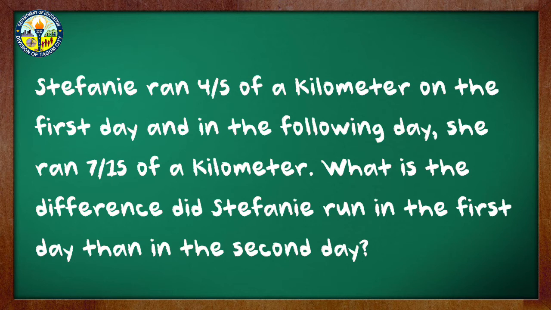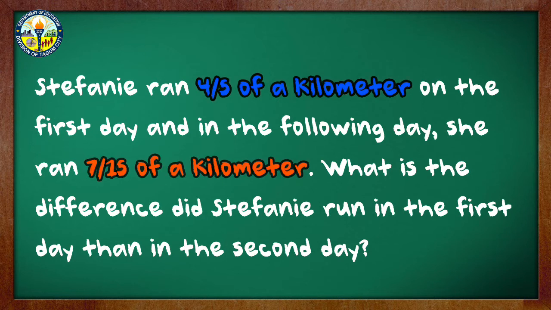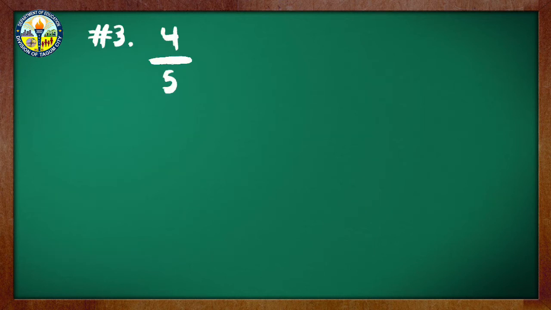What are the given in the problem? 4 over 5 of a kilometer in the first day and 7 over 15 of a kilometer on the second day. What is asked for? The difference of the distance covered by Stephanie between the first and the second days. Solution: 4 over 5 minus 7 over 15.